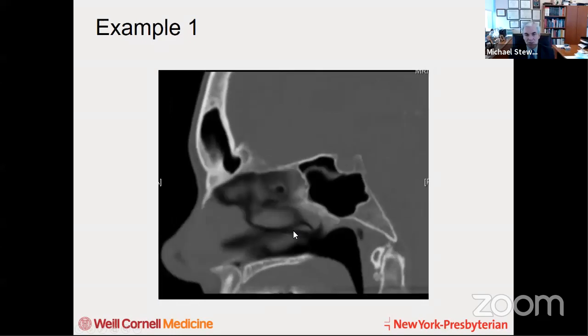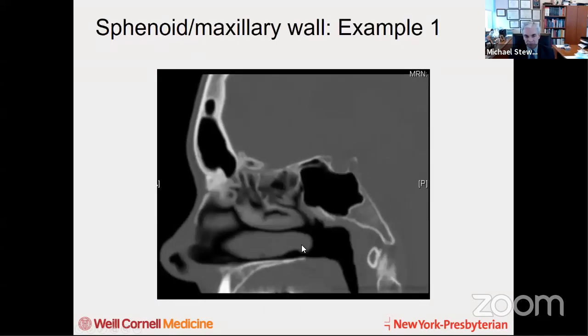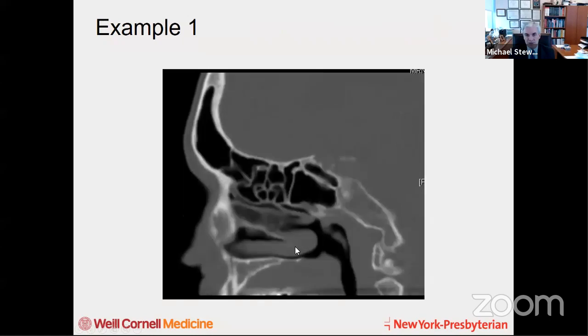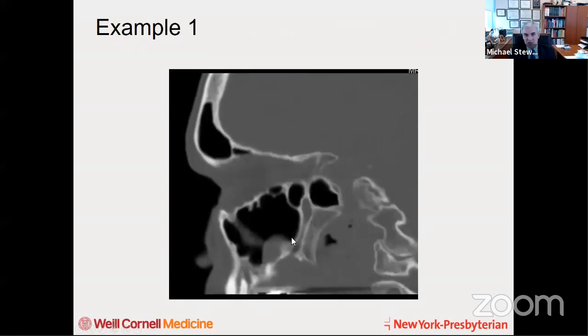I'll go back through that one more time. Here's the plane. Here it is. There it was, and there it is. Here's the posterior wall of the maxillary sinus. So that is the same depth.